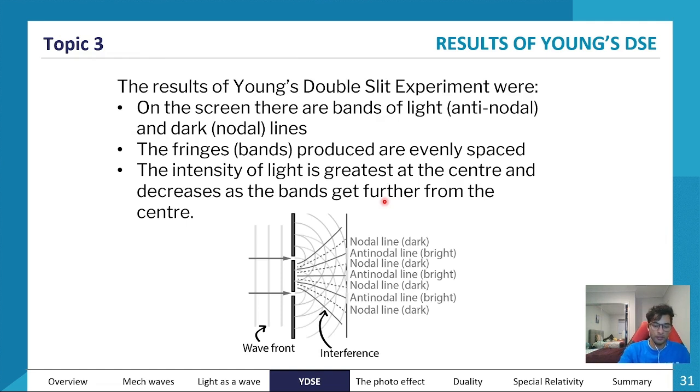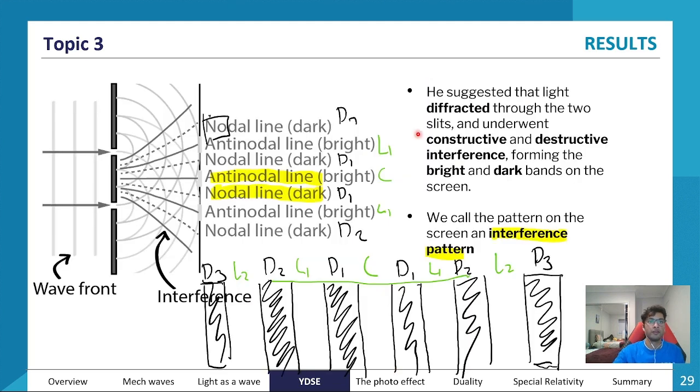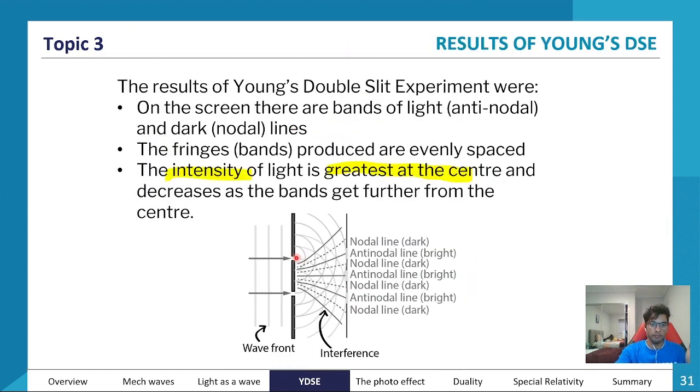Yeah, so the next thing Thomas Young found was that the intensity of the light is greatest at the center, and it gets dimmer and dimmer as you move out. Going back to this diagram, in between the two gaps, the center is always the brightest. As you move out from the center, the brightness of the bright bands starts to decrease. That's one thing he found.